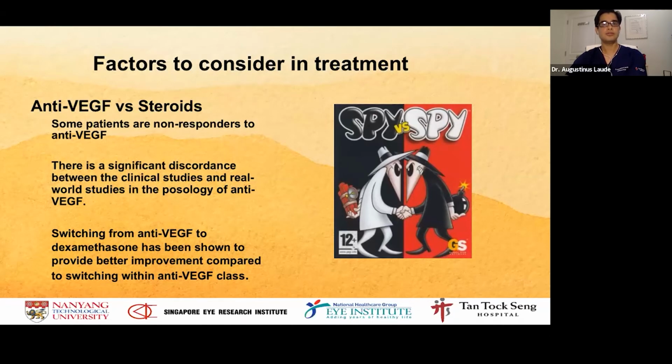So in patients who are poor responders to anti-VEGF treatment, there's also evidence that switching to intravitreal dexamethasone may have a better outcome compared to switching to another class of anti-VEGF agent.